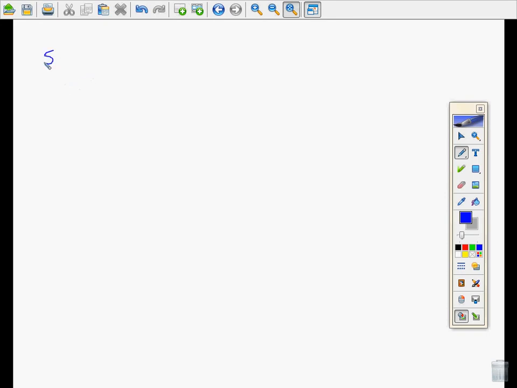Let's do 54m to the third plus 18m to the fourth plus 9m to the third. Oh, this was supposed to be a 5, sorry. 54m to the fifth plus 18m to the fourth plus 9m to the third. Alright, so we're looking for a GCF. 9 goes into all of them. 5, 4, 3, so 3 is the smallest one. And we're going to divide all these guys by 9m to the third.